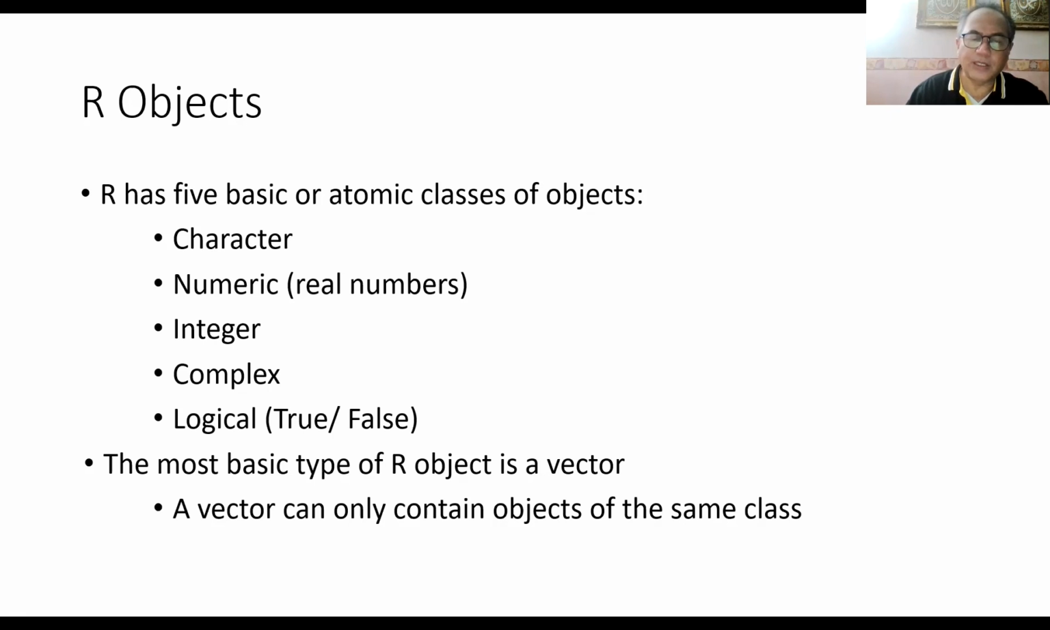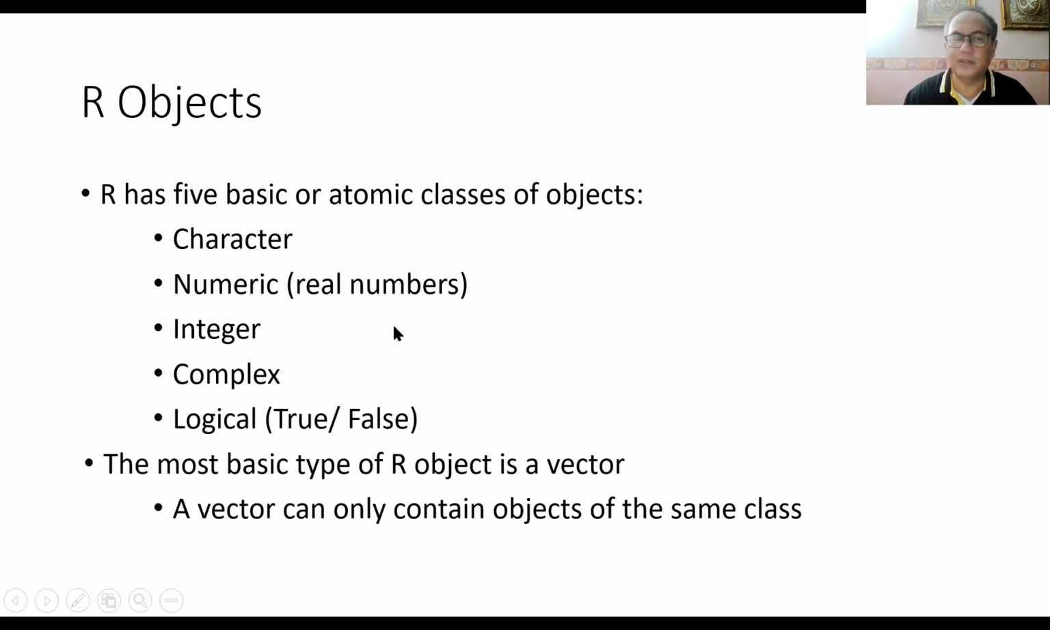So the most basic type of R object is a vector. Each vector can contain one object. A vector can only contain objects of the same class, meaning if it is character, then it is character. If it is numeric, it is numeric, integer.